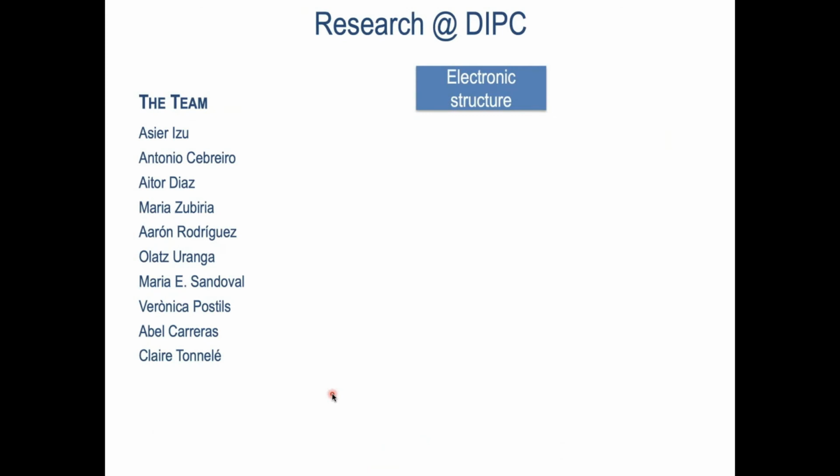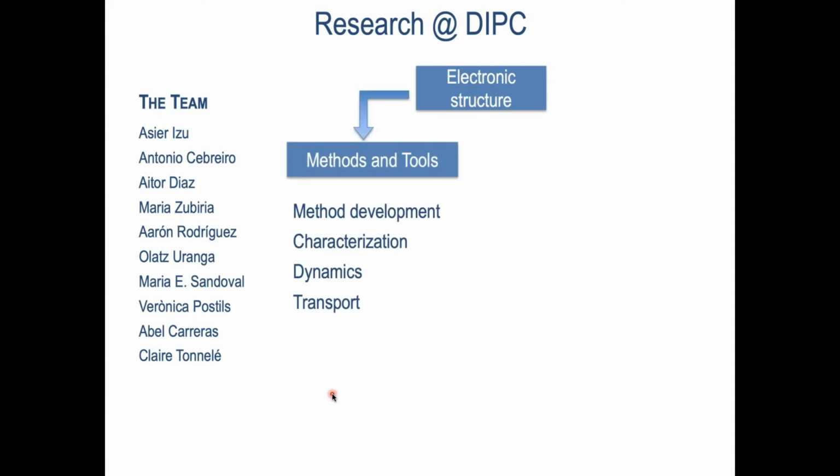And I'm very lucky to work with a group of very talented and motivated PhD students and postdocs, and our research is focused on the study of the electronic structure of molecules. We do development and implementation of methods to compute and characterize electronic states, and most of these methodologies are currently implemented in Q-Chem. And lately, we have also been working on different methods for studying excited state dynamics or exciton transport.